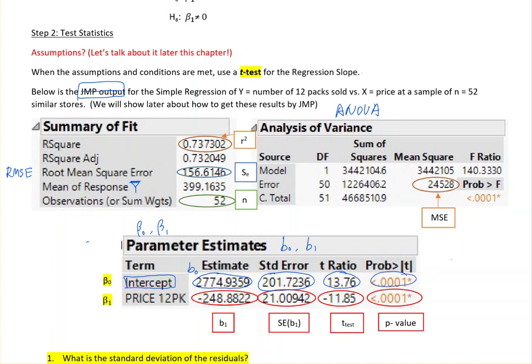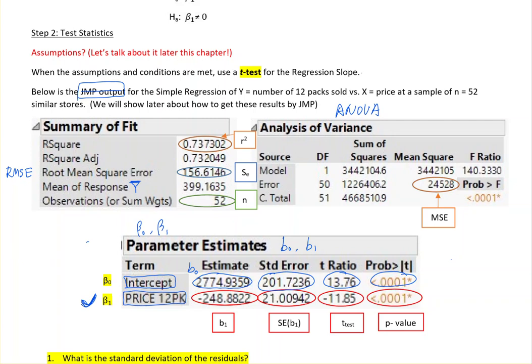But here we do not test about B0. We do not test about beta 0. Instead, we test about beta 1, right? Okay, so beta 1 is related with the x, so JMP or any software will show the name of the x.